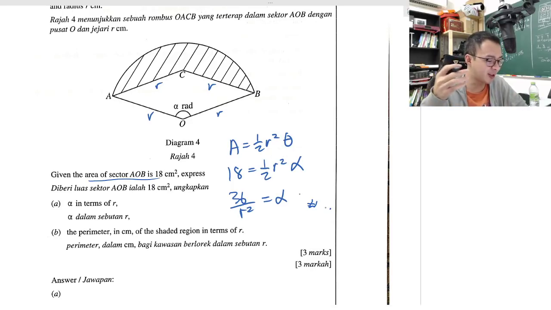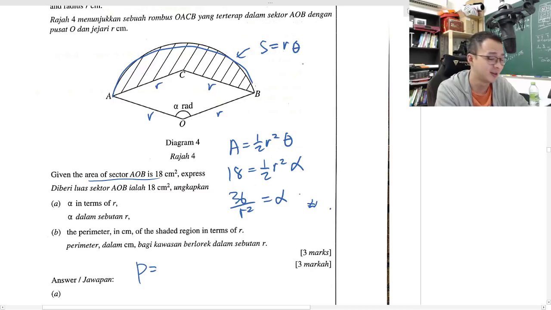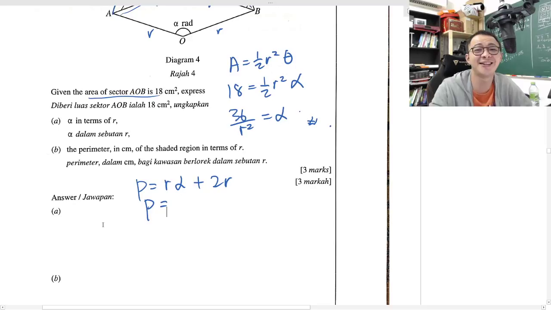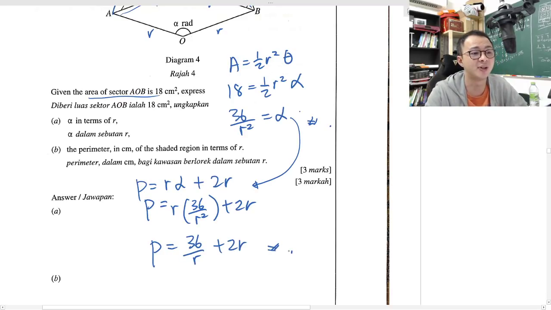Alright, then the second one, they ask about the perimeter of the shaded region in terms of R. In order to get the perimeter, we know how to find the arc length, right? Arc length basically S equals R theta. My R is just R, my theta is alpha. So this arc length will be R alpha plus R plus R, which is plus 2R. They say in terms of R only, the question doesn't say in terms of alpha, so I need to substitute my alpha into here. So this is 36 over R squared times R, plus 2R. My P will become 36 over R plus 2R. Alright, this is how we find the perimeter of it.